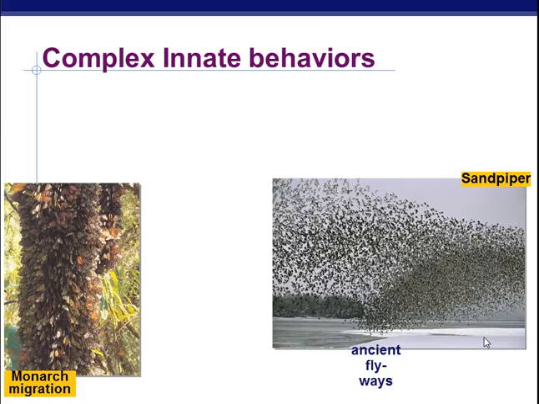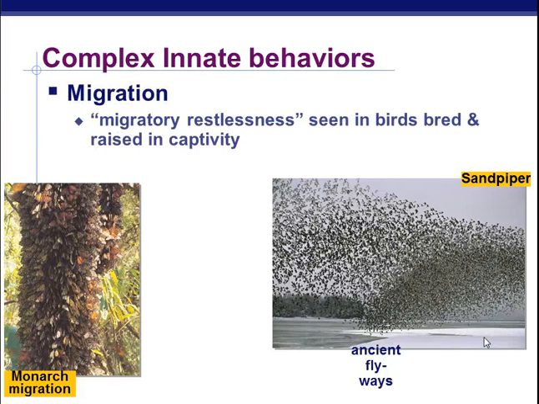There are some more complex innate behaviors, such as migration. Migration is actually kind of a combination between innate and learned behaviors, but birds that have been bred and raised in captivity, so they've never been outside of captivity, at the time of year when it's time for them to migrate, you actually can observe this restlessness in them. They start to flap their wings, as if it's time for them to migrate, which is fascinating because how would they know? They've been born and raised in captivity. It's kind of interesting.